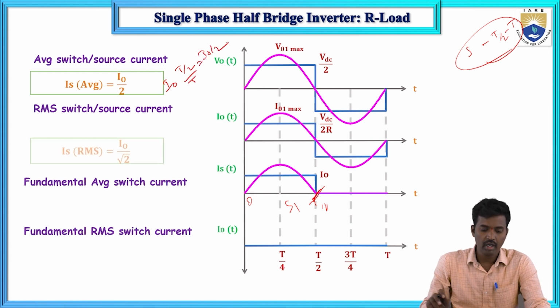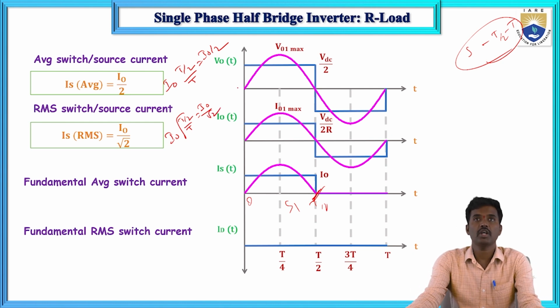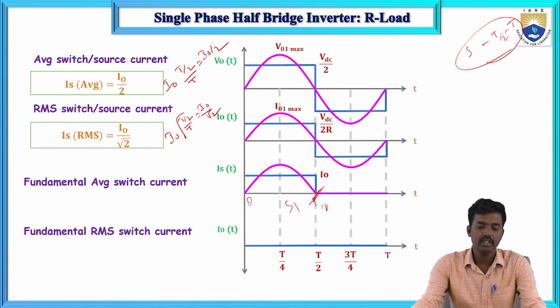And next, the RMS value equals I naught into under root T by 2 by T, which equals I naught by root 2. So this is the average switch or source current, that is IS average equals I naught by 2, and the RMS switch current or source current, IS RMS, equals I naught by root 2.